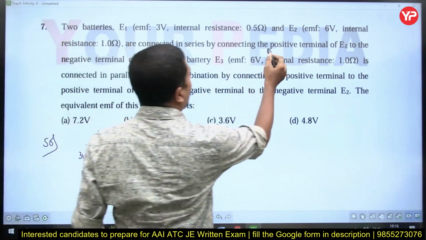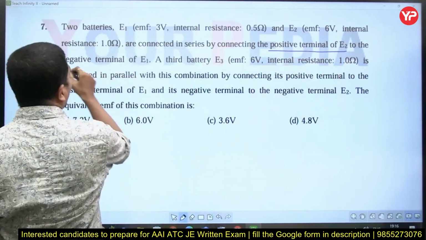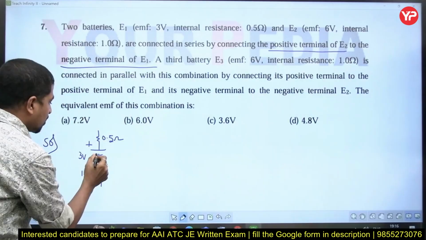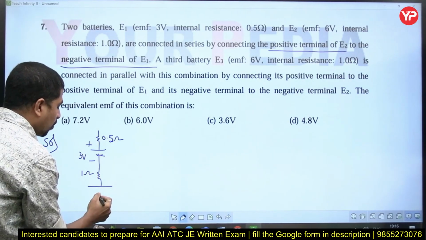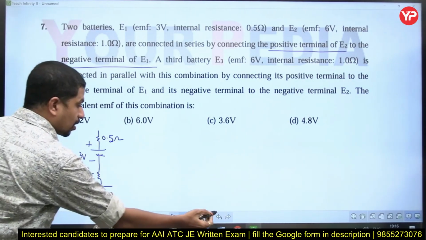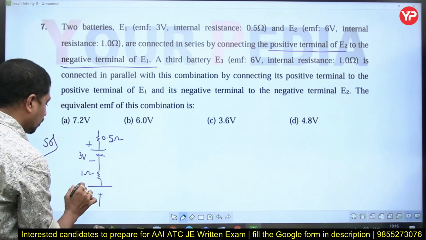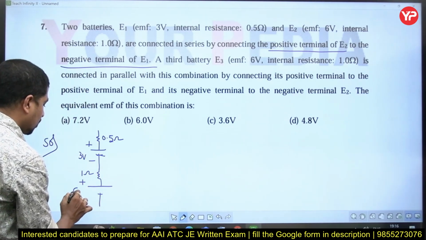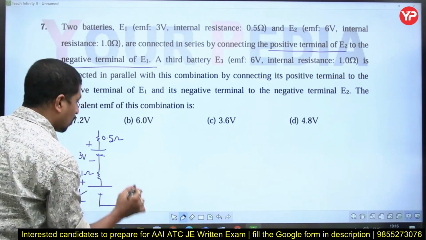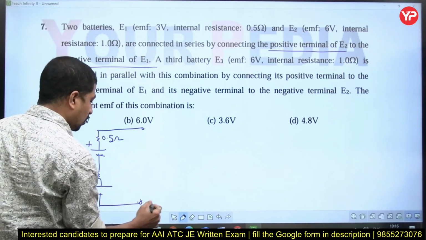By connecting the positive terminal of E2 to the negative terminal of E1. Okay, this is the negative terminal of E1. This is the positive terminal of E2. This is plus, this is minus, this is 6 volts. This is the combination we got.